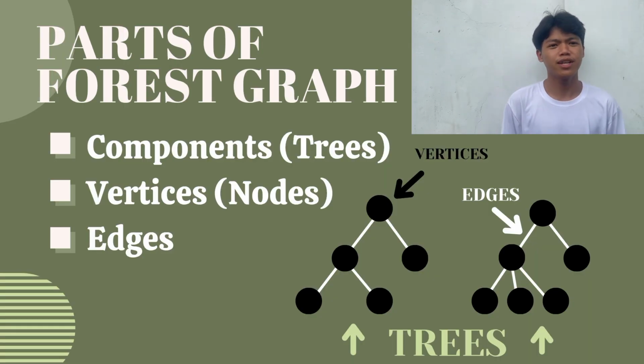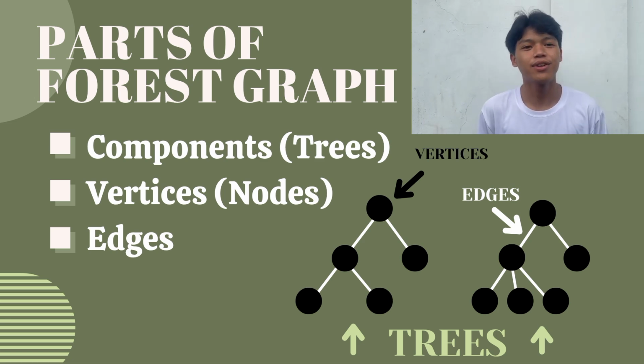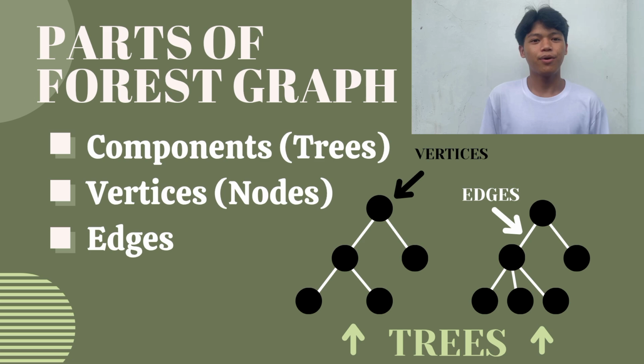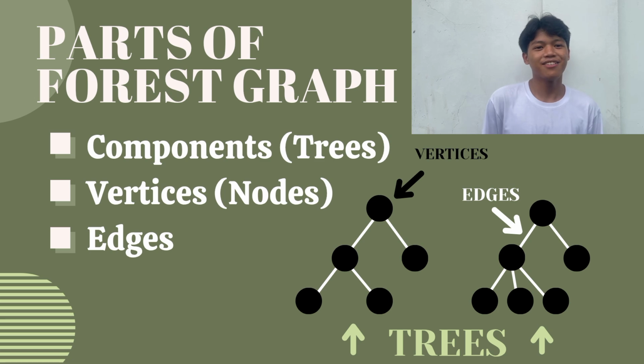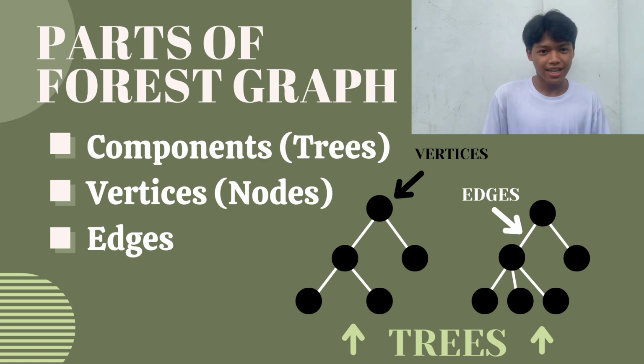The parts of a forest are three components, which are the vertices or nodes and the edges that connect them. Trees are the disjoint union of one or more trees in a forest. Each tree is a connected component of the forest. The number of trees in a forest is equal to the number of its connected components.